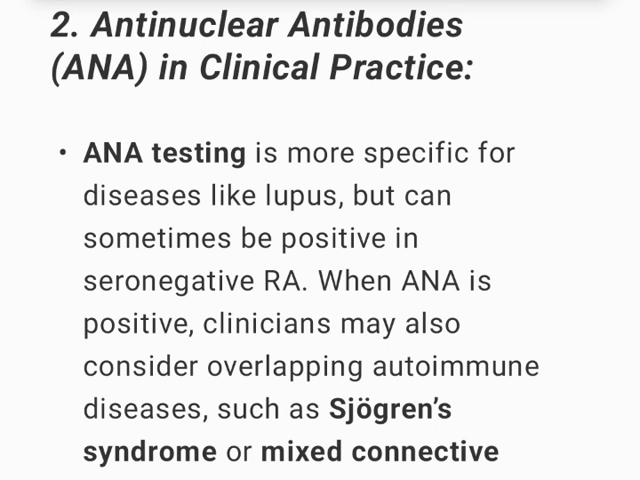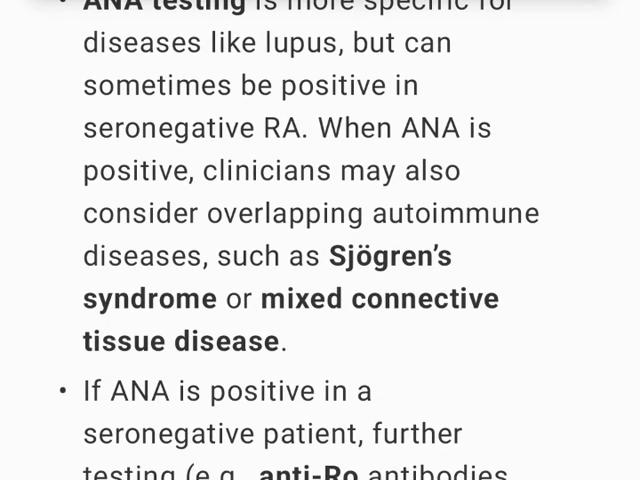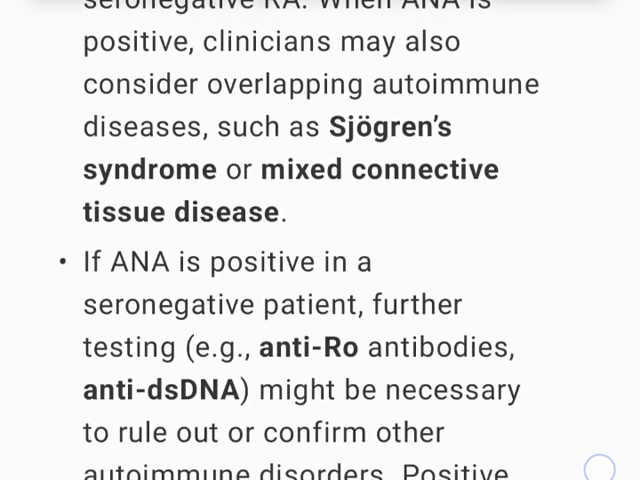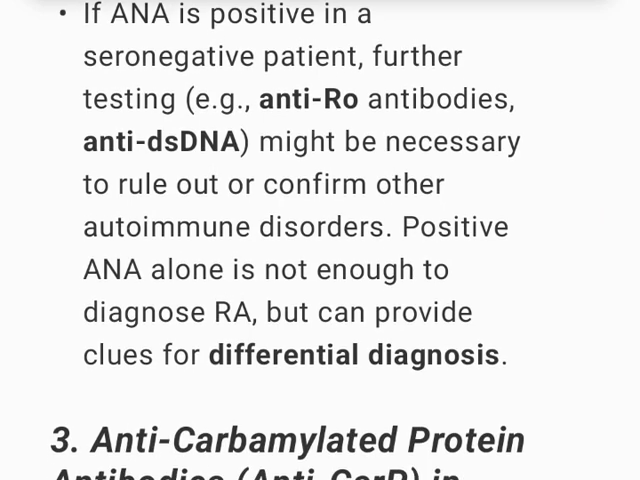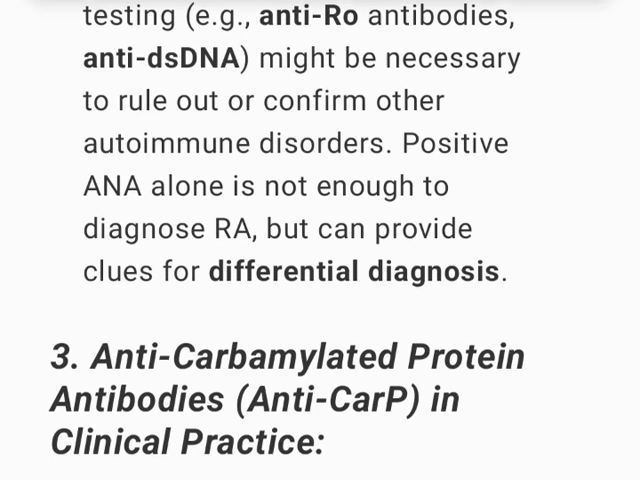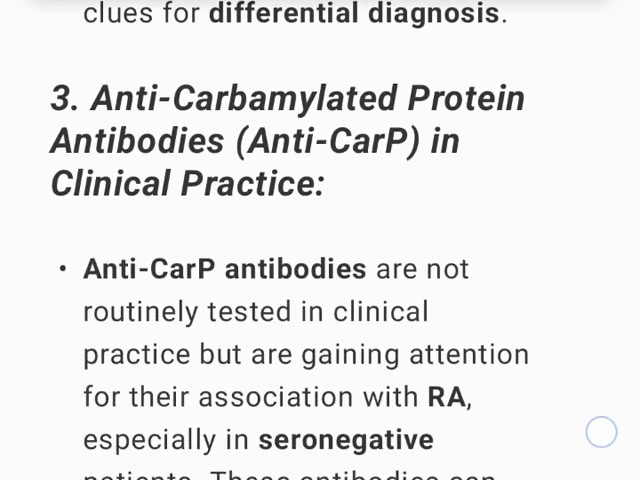2. Anti-nuclear antibodies in clinical practice. ANA testing is more specific for diseases like lupus, but can sometimes be positive in seronegative RA. When ANA is positive, clinicians may also consider overlapping autoimmune diseases, such as Sjogren's syndrome or mixed connective tissue disease. If ANA is positive in a seronegative patient, further testing, e.g. anti-Rho antibodies, anti-dsDNA, might be necessary to rule out or confirm other autoimmune disorders. Positive ANA alone is not enough to diagnose RA, but can provide clues for differential diagnosis.